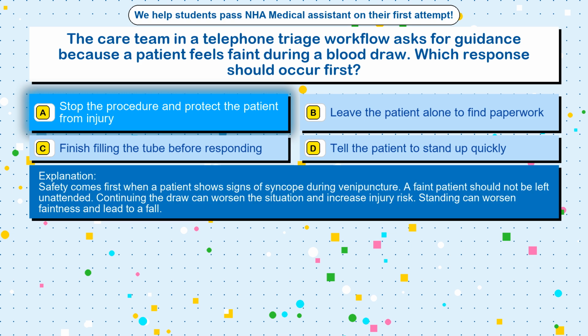Safety comes first when a patient shows signs of syncope during venipuncture. A faint patient should not be left unattended. Continuing the draw can worsen the situation and increase injury risk. Standing can worsen faintness and lead to a fall.